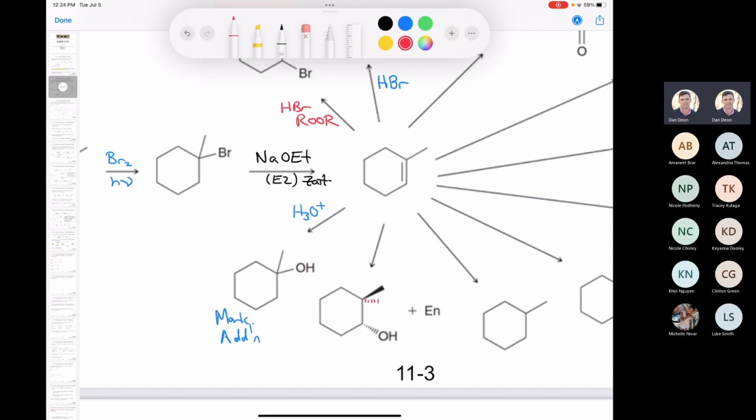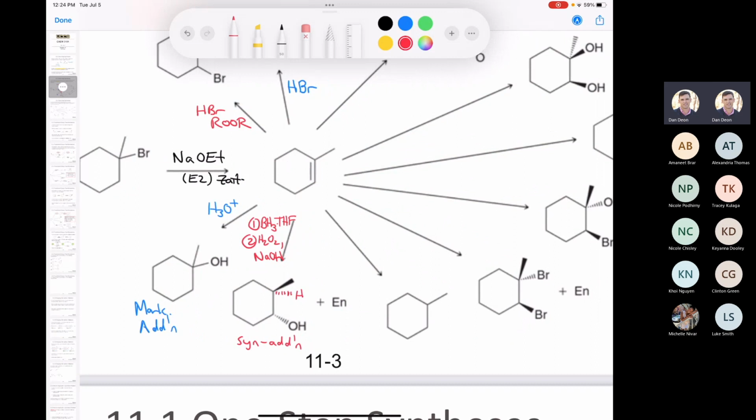And remember, that occurs with syn addition. So this is syn addition of the hydrogen and the hydroxyl. And that's a two-step process. The first step is borane and THF. And the second step is hydrogen peroxide, H2O2, and sodium hydroxide. So that's hydroboration oxidation. Next reaction is we're just taking the alkene and converting it to the alkane. So for that, we need nothing more than hydrogen gas, so H2, and palladium, platinum, or nickel. Either one is fine.